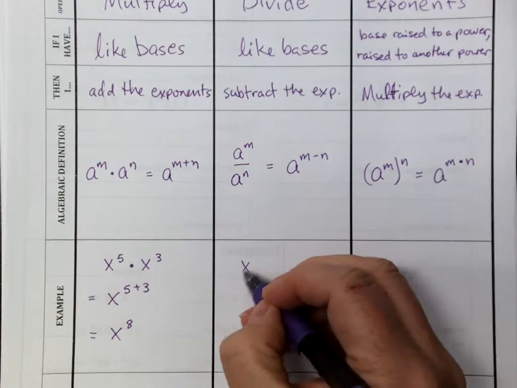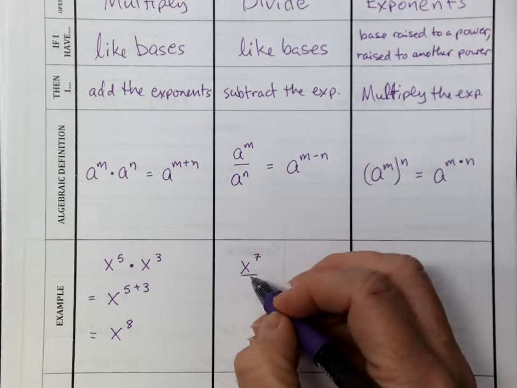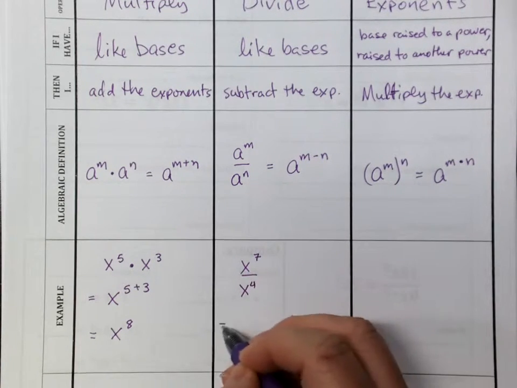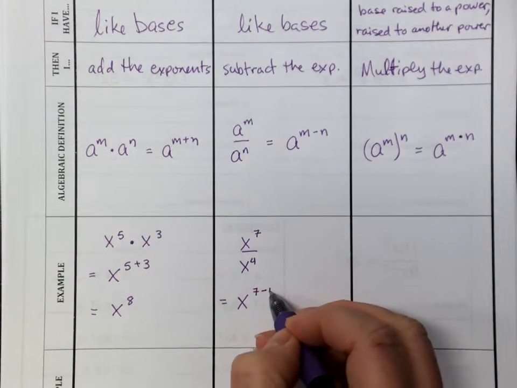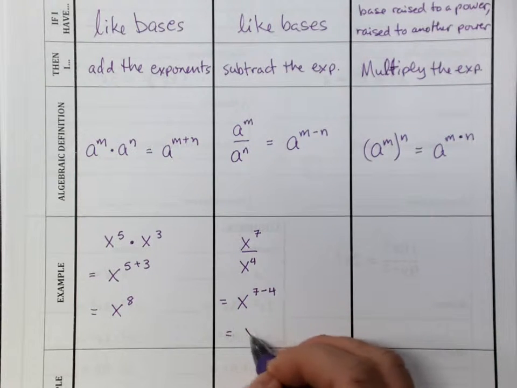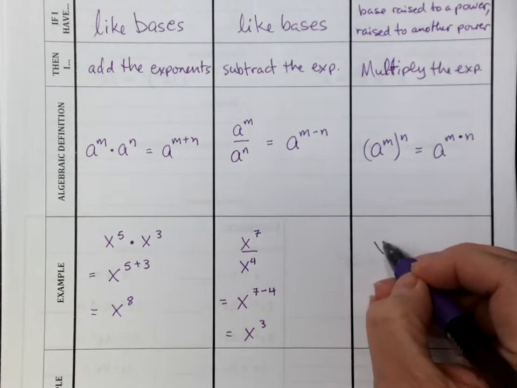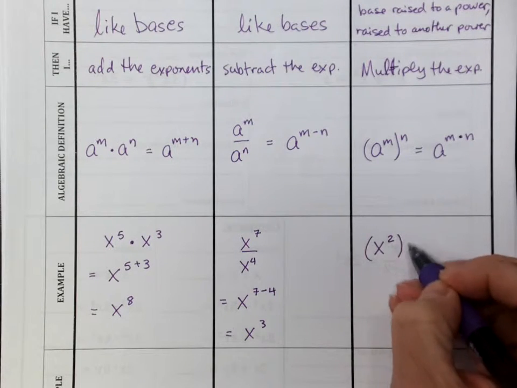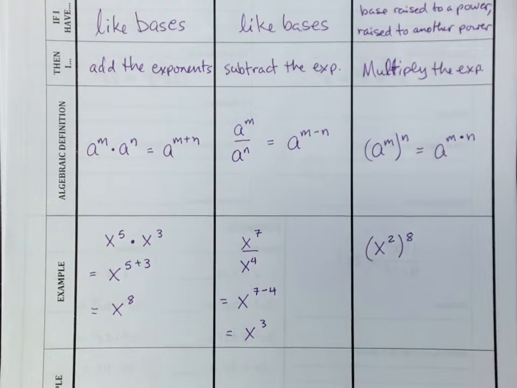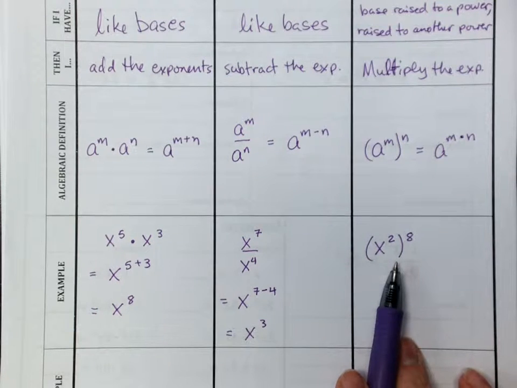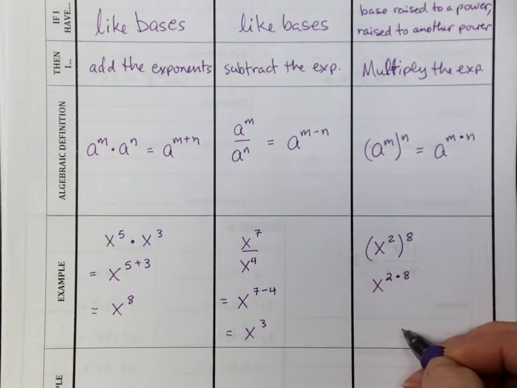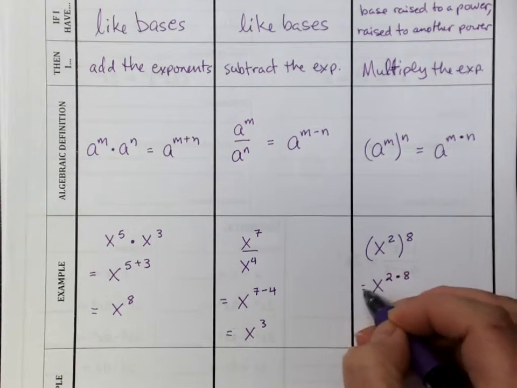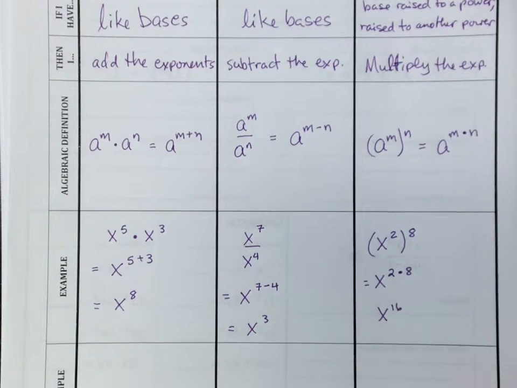Right? So if we had x to the 7th divided by x to the 4th, that is equal to x to the third. Right. 7 canceling out 4, minus 4, giving us x cubed. And if we had x squared raised to the 8th power, that means x squared is a base 8 times. X squared times x squared times x squared, and so on, 8 times. Right. So that's x squared times 8. X squared 8 times, or x to the 16th. Okay. Not x to the 10th.